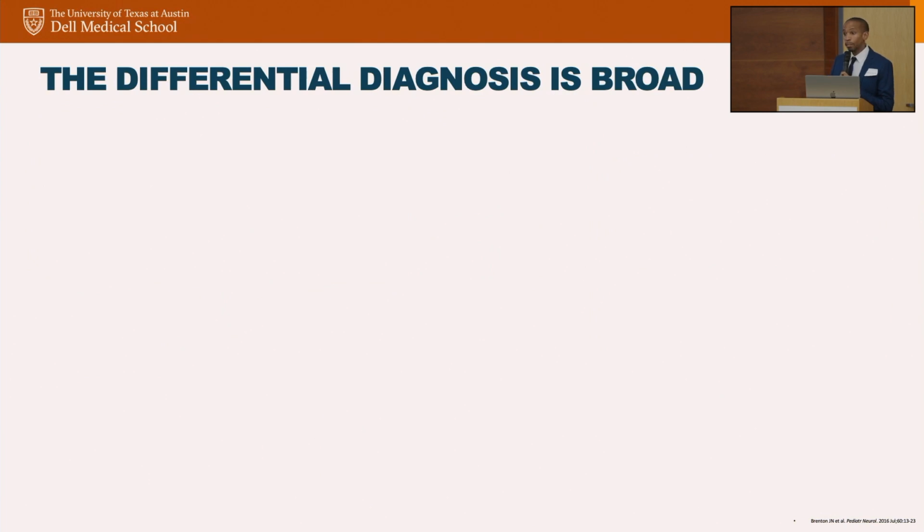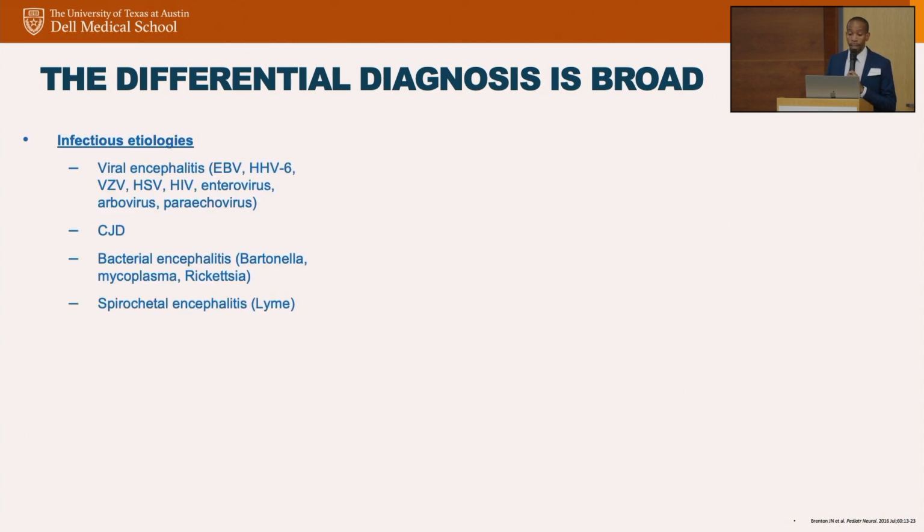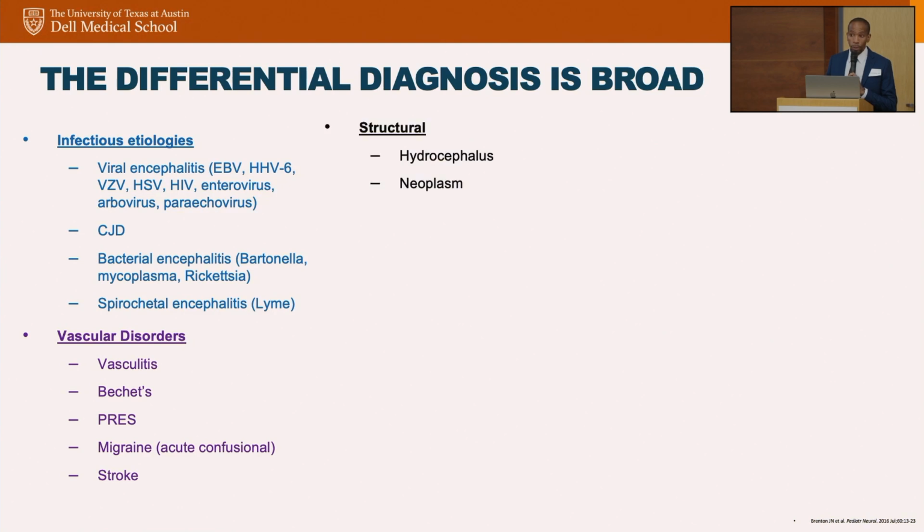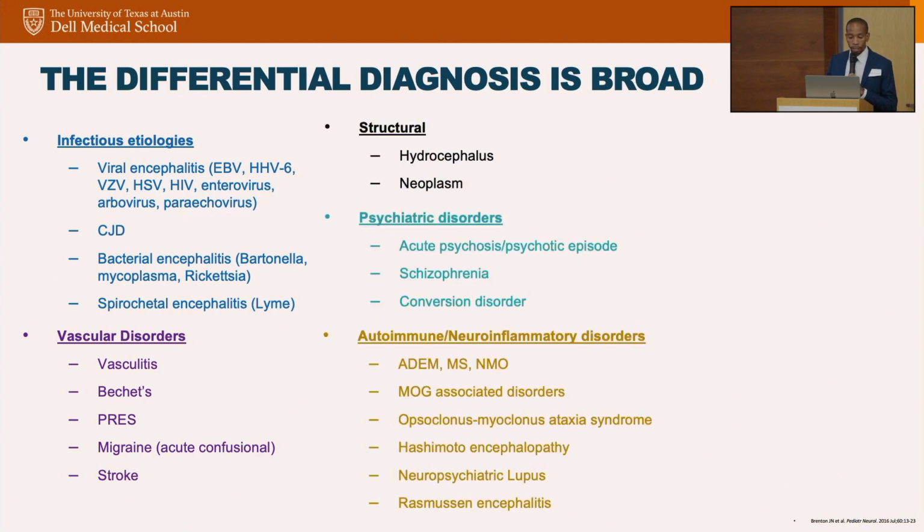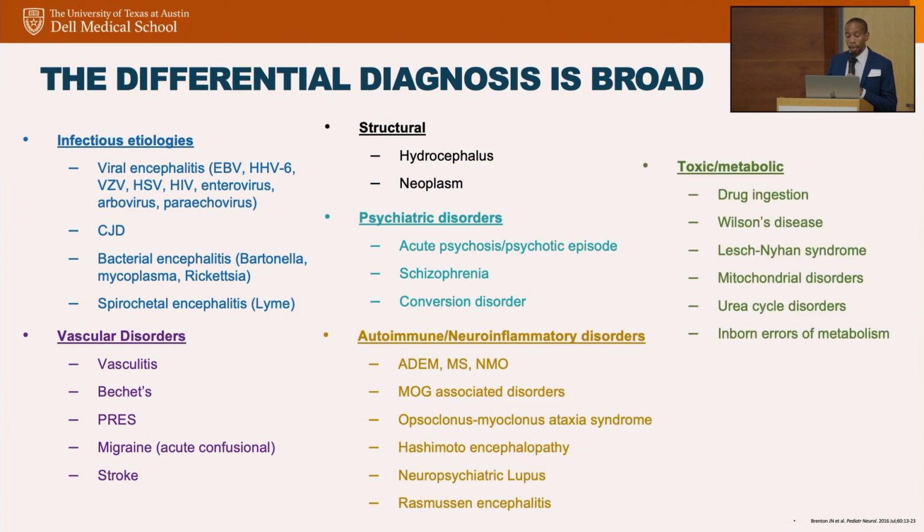Okay, so the differential diagnosis for NMDA receptor encephalitis is extremely broad, but it's important to rule out the life-threatening etiologies such as infection, vascular etiologies like stroke, and then structural things like tumor or hydrocephalus. But it's also important to rule out psychiatric disorders and other neuroinflammatory conditions, toxic metabolic causes, and epileptic syndromes as well.